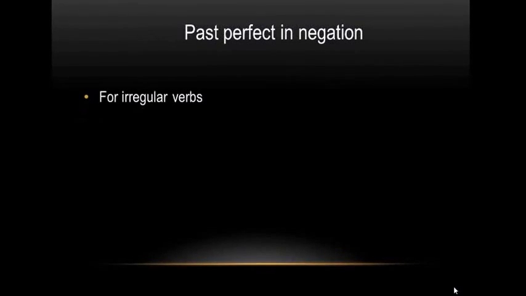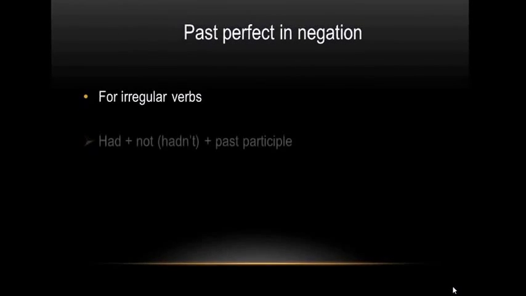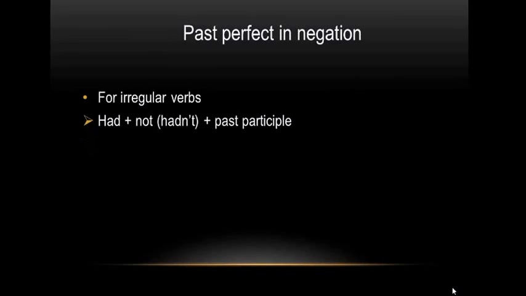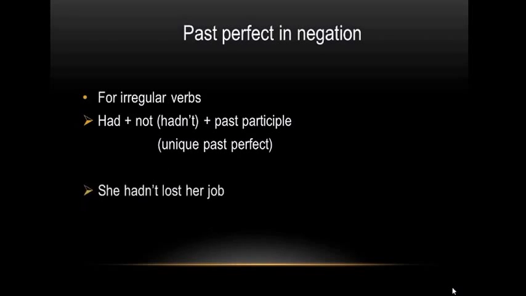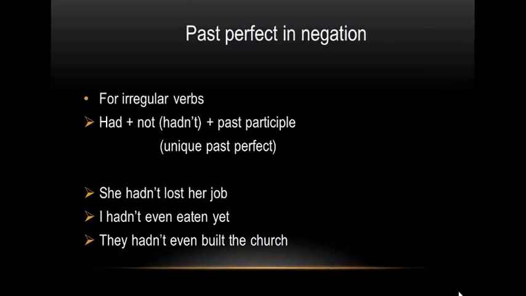As we continue on in negations, in irregular verbs, we will use the auxiliary had plus not, which will change to hadn't plus the past participle, but again it has its own unique past perfect, such as she hadn't lost her job, he hadn't even eaten yet, and they hadn't even built the church.